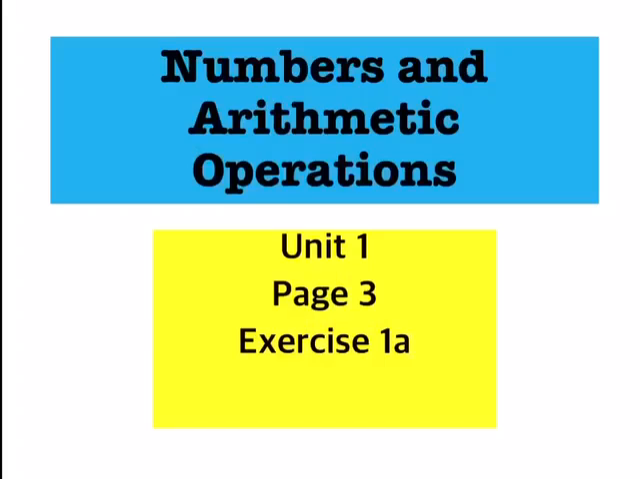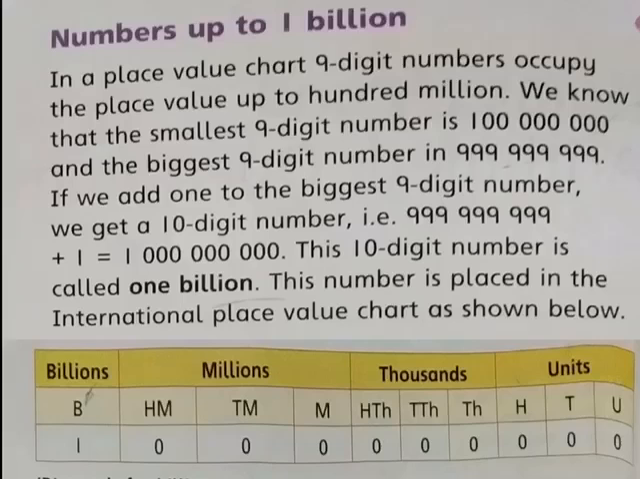So open your maths book, unit number 1, page number 3 and exercise number 1A. Today our topic is numbers and arithmetic operations. Students, before we solve exercise number 1A, first we will discuss numbers. Numbers up to 1 billion. Look at page number 2.